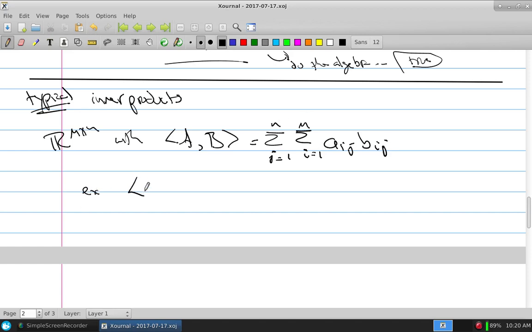So for example, what would be the inner product of 1, 2, 3, 4, 5, 6 with negative 1, 0, 2, 1, 1, 1? What would I do?